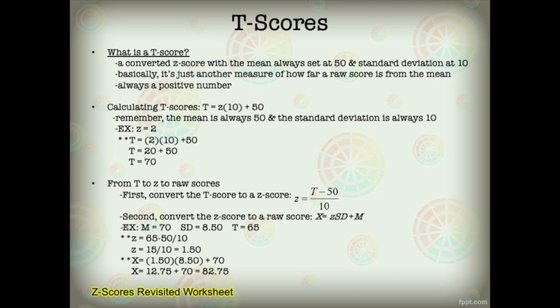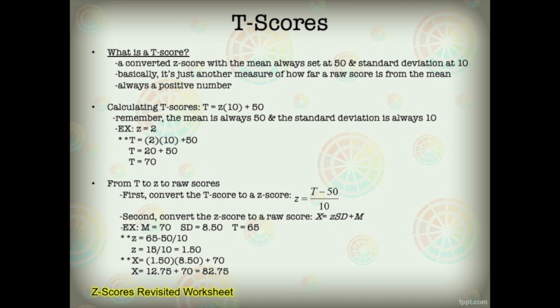All right, so calculating t-scores, you're going to find a t-score the same way that you solve for a raw score, by taking the z-score multiplied by the standard deviation plus the mean. However, here the standard deviation is set at 10 and the mean is set at 50 because this is a standardized distribution so that we can get those positive numbers. And then there's an example of how to move through the formula there.